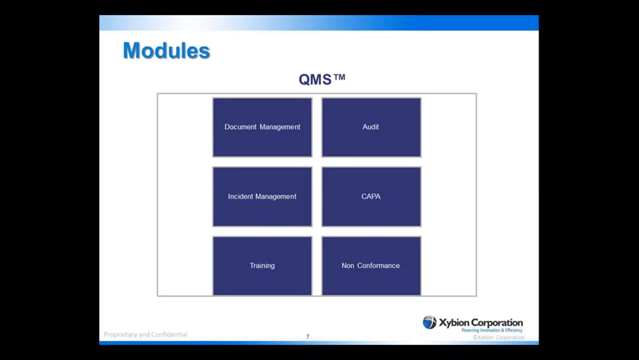There are specific modules inside of the application. There's a document management module, an audit, an incident management module, as well as CAPA, training, and non-conformance. In essence, all of the core modules that you'll find in an enterprise class quality management application.